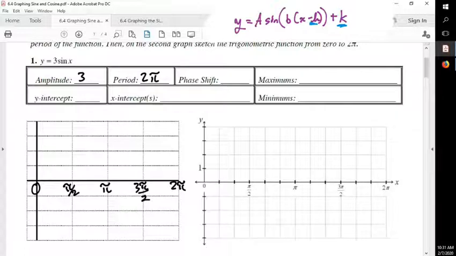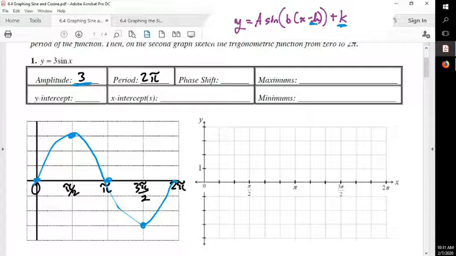Now, normally, don't graph this. Normally, sine goes like this. It goes midline, max, midline, min, midline. That's normally what sine does. Right? Okay? But because the amplitude is 3, we're going to go up 3, midline, down 3, midline. And so this is what your function looks like. All right, so there's my cheater graph, people. My cheater graph.